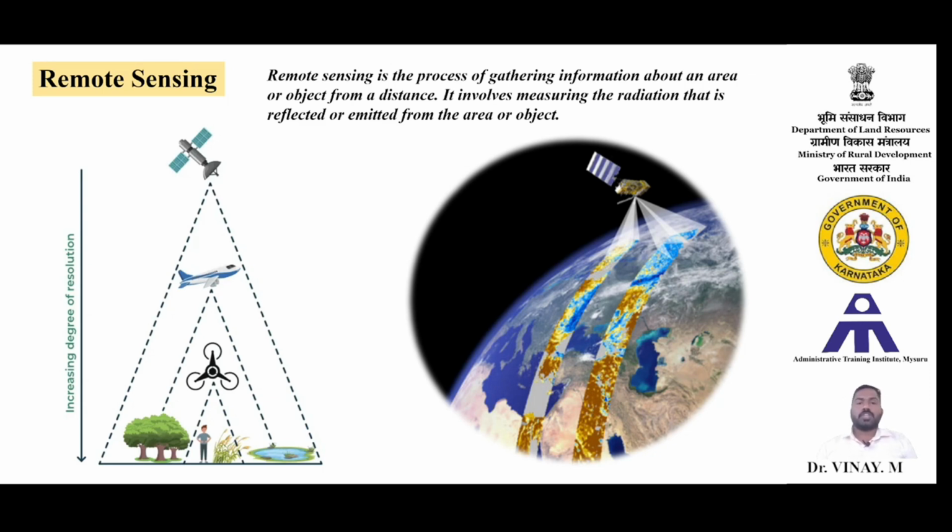Okay, so let's look into the definition of it. Remote sensing is a process of gathering information about an area or an object from a distance. That means there is no physical contact between the sensor and the particular target. The target is nothing but the earth surface, where we are collecting information about the earth surface aerially by using the sensors. The sensors will collect the reflected or emitted energy from the object.